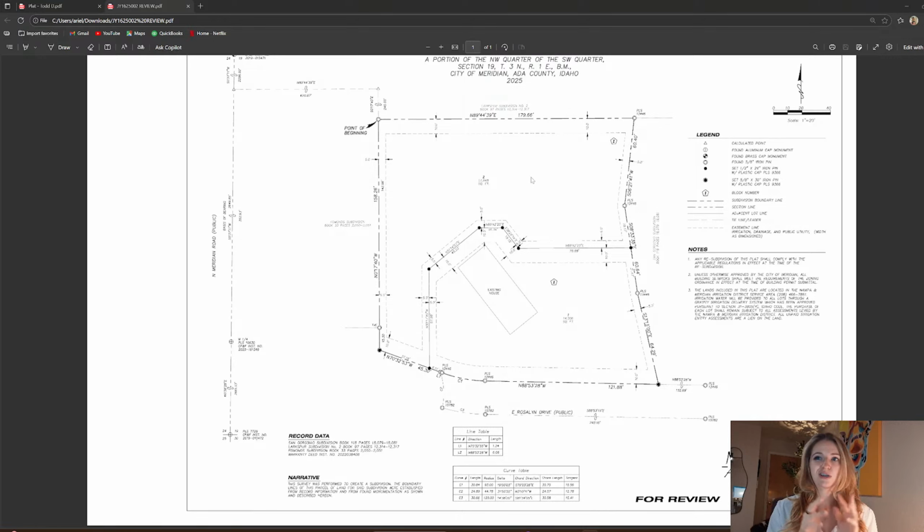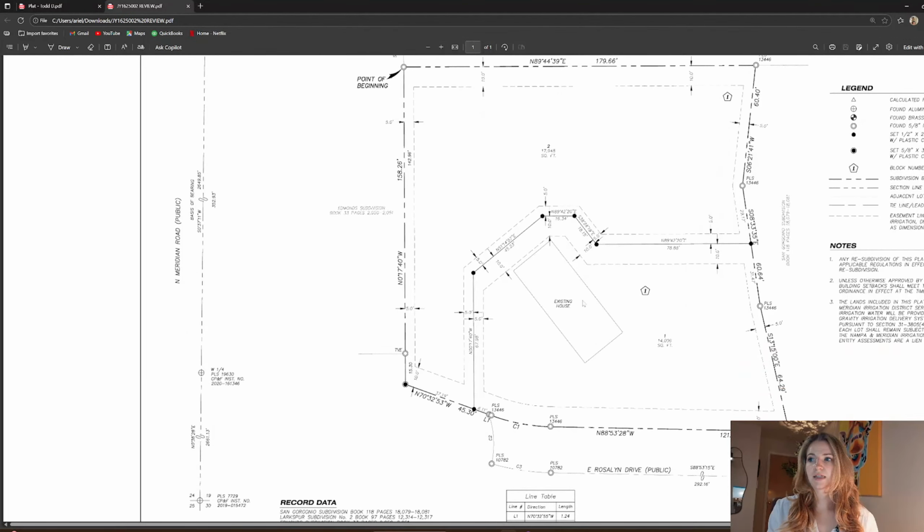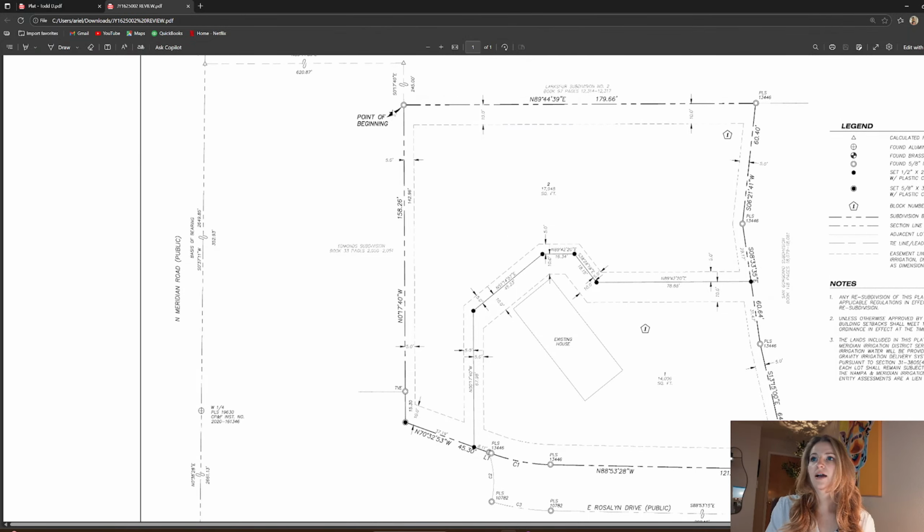This one is just the split of one larger parcel into another one, and so you'll see it's showing an existing house, and then they were splitting it into, this is a 14,000 square foot lot, which is a pretty standard size, normally around 16,000, and then this one is a 17,000 square foot lot. So it will have a point of beginning on almost everything.